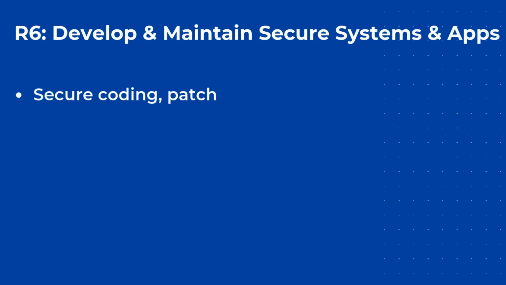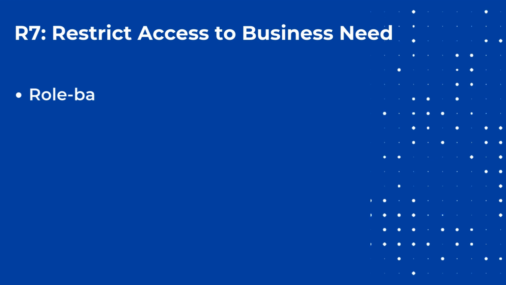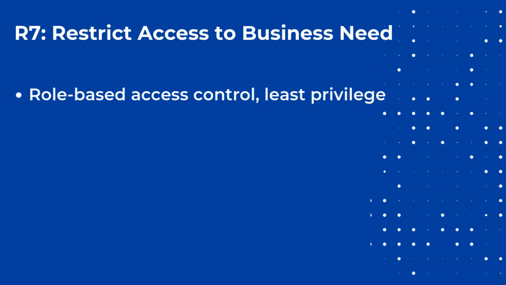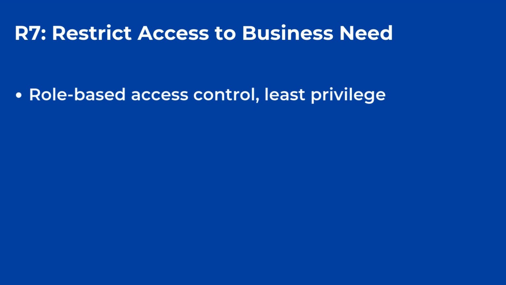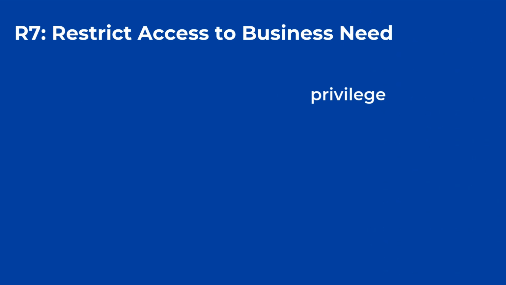Requirement 6. Develop and maintain secure systems and applications. Requirement 6 ensures you build and maintain secure applications. That includes secure software development practices, timely patching, and documented change control processes. Requirement 7. Restrict access to cardholder data by business need. Only those with a legitimate business need should access cardholder data. Implement role-based access control and least privilege principles, and review access rights regularly.